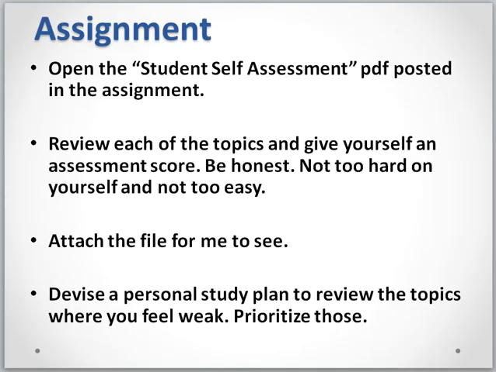Now, what do I want you to do? I've put a self-assessment assignment out there where I've listed out all of the subject matter, and I just want you to self-assess. Just give yourself a score. I tell you in there how to score yourself from 0, which is what in the world are you talking about, I don't remember this at all, up to a 7, which is, hey, bring it on. I could teach this. I've got this. So open the self-assessment, review the topics. Don't be too hard on yourself, but don't be too easy. And then you're going to upload the file into Canvas so I can take a look at it.